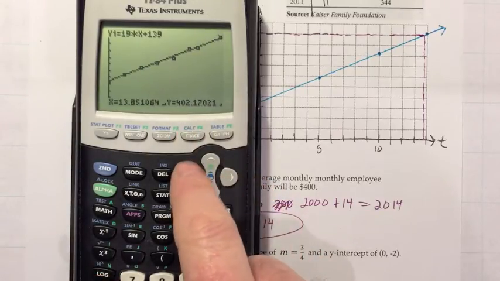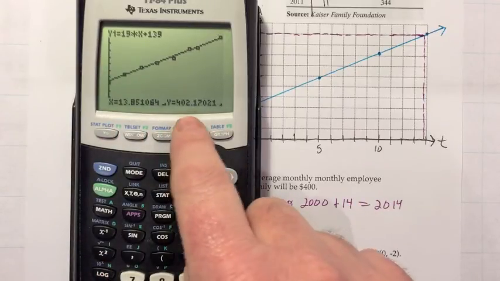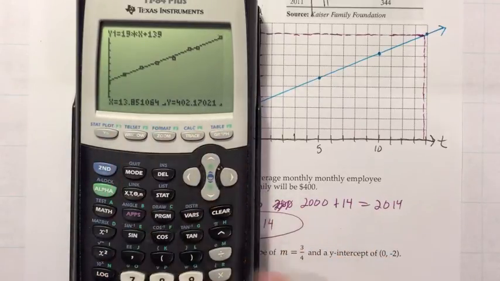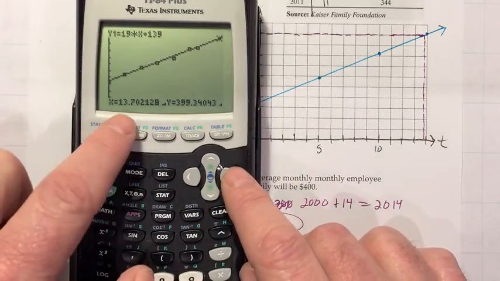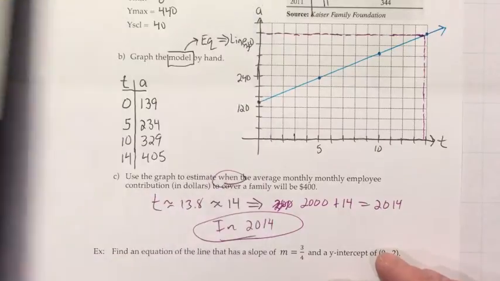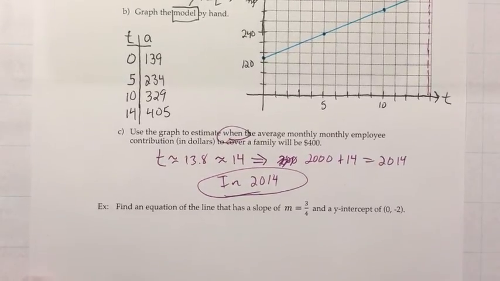399.3, and then 402. So 399.3 happens at 13.7, 402 happens at 13.85. So somewhere in between 13.7 and 13.85 is when you get to 400. From our graph, we guessed 13.8, so I'd say we did a pretty good job based on this graph. But when you use the graphing calculator, it does tend to be a little bit more accurate. All right, let's take a look at this last example.